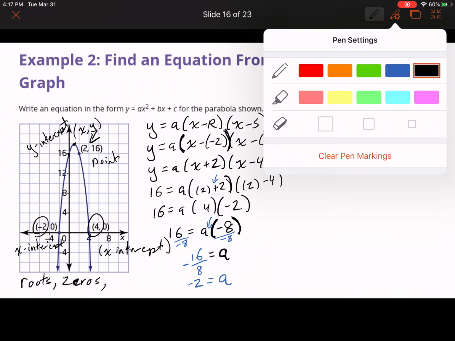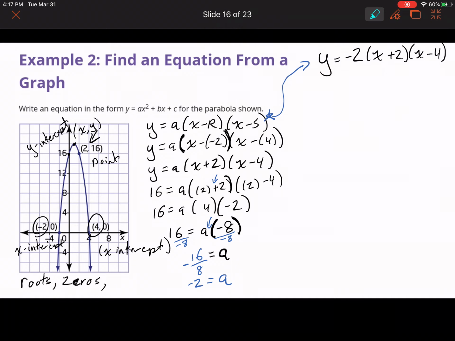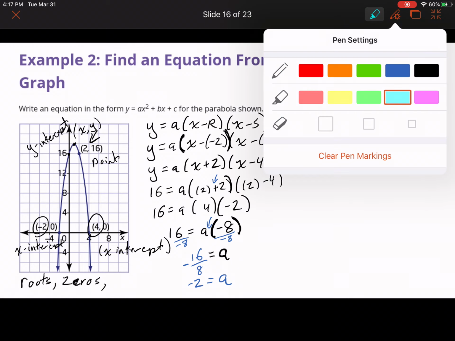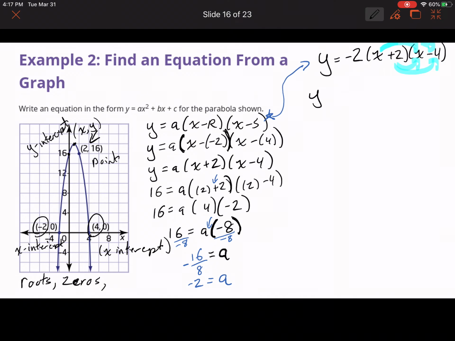So we're going to go back to our FOIL. We're going to do first, outer, inner, last. We're going to do 4 multiplications there. We're going to keep that -2 on the outside of the bracket first, so we can finish everything that's inside. We end up with x squared minus 4x plus 2x minus 8, all inside the brackets.